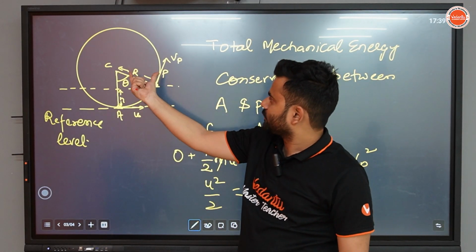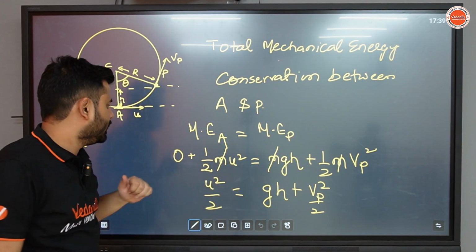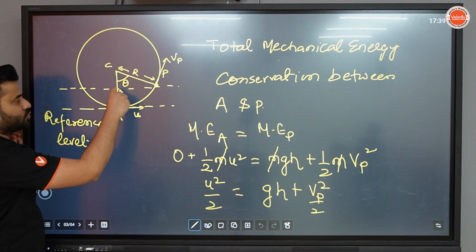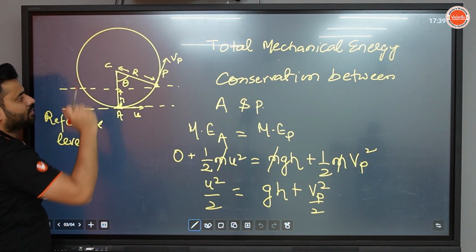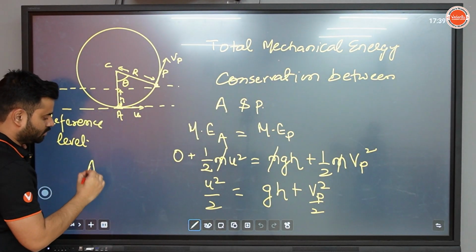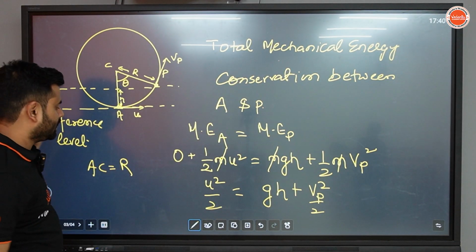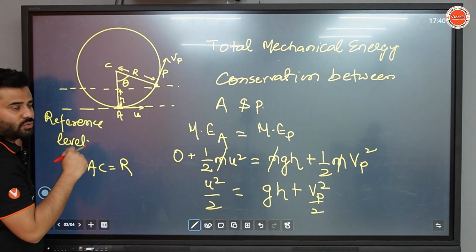We know r, we know theta. So we have to write h in terms of r and theta. Let's look carefully. This is h. What is this total length? This total length AC, total length AC is equal to r. Many students fail to understand this. Total length is AC, that is equal to r.